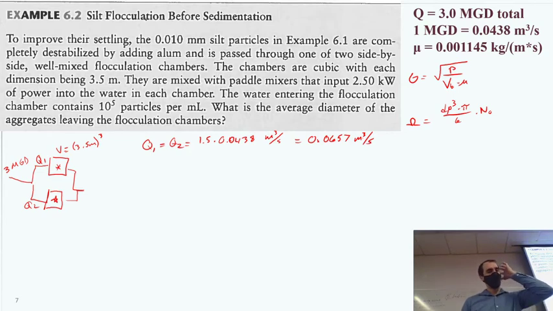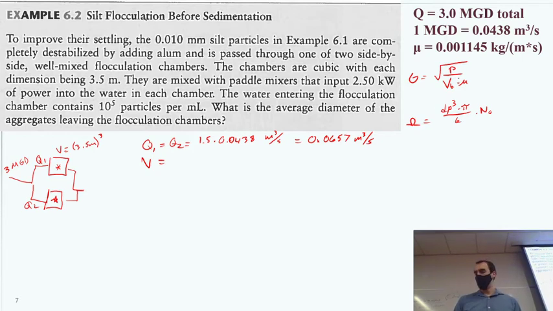Okay, so here's a few things I've written up already. Hopefully you got this far drawing this. The system here, it says the water is flowing essentially into two side-by-side chambers that are identical, so we're splitting the flow evenly, is kind of the assumption. We're given the total flow is 3 mgd, so it's 1.5 mgd per reactor here, and then we can calculate the volume is 3.5 cubed cubic meters, and then so we can get our tau, and we can just put up the equations again for you here.